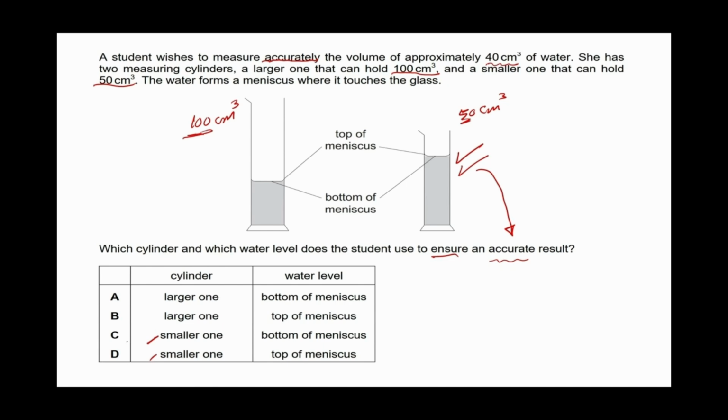Okay, so it is either C or D. For water level, we measure at the bottom of the meniscus. Okay, so it is C or D. So we have here the smaller one and the bottom of the meniscus. So the answer is C.